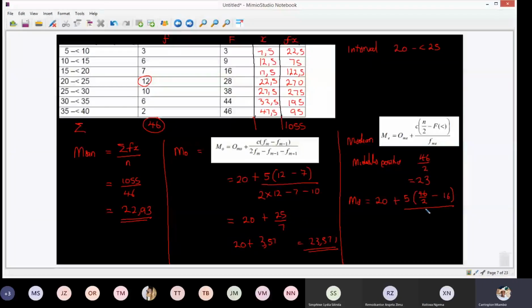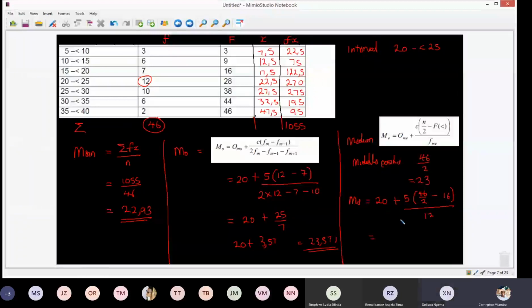What do you get? What's 23 minus 16 times 5? 35 divided by 12. So it will be 20 plus 2.92, which gives you 22.92.